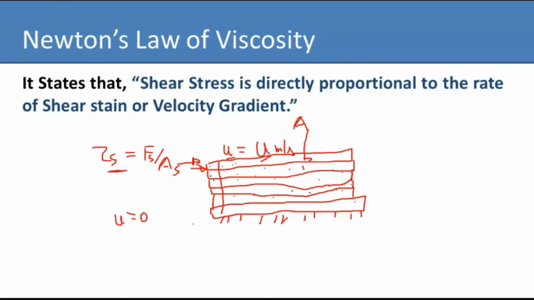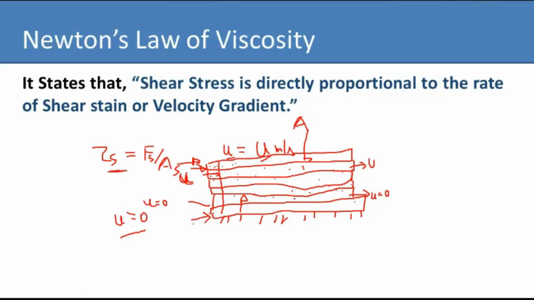Now what will happen? The layer of fluid in contact with the upper plate will also move with velocity capital U meter per second. Similarly, the lower plate is stationary, so its velocity is 0, and the layer of fluid in contact with the lower plate also has velocity 0 meter per second. That means the upper layer of the fluid will be moving with capital U meter per second, while the lower layer will be moving with 0 meter per second.